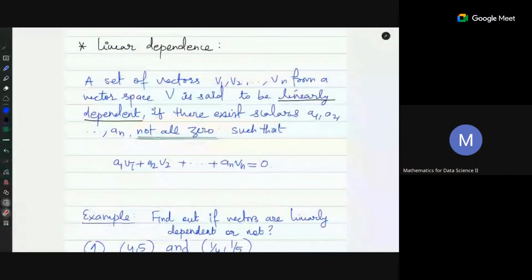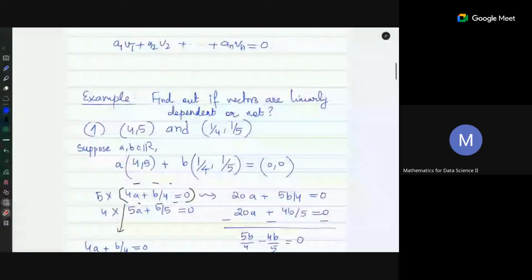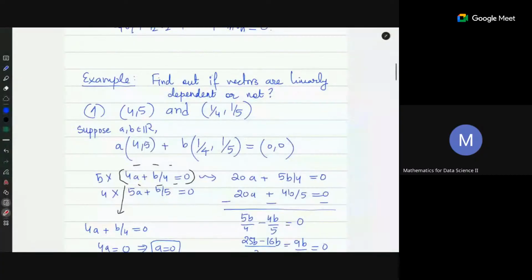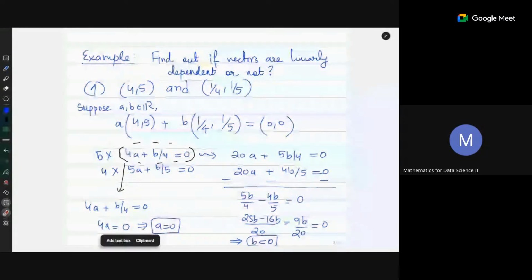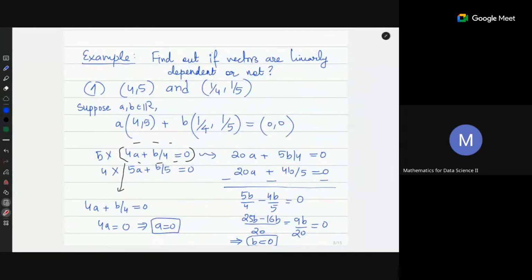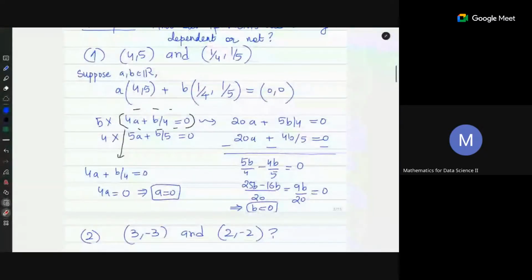So that means there is no combination of these two vectors expressing the 0 vector where either of the coefficients is non-zero. Both of the coefficients turn out to be 0. So there is a unique solution to this, and so these two vectors are not dependent.